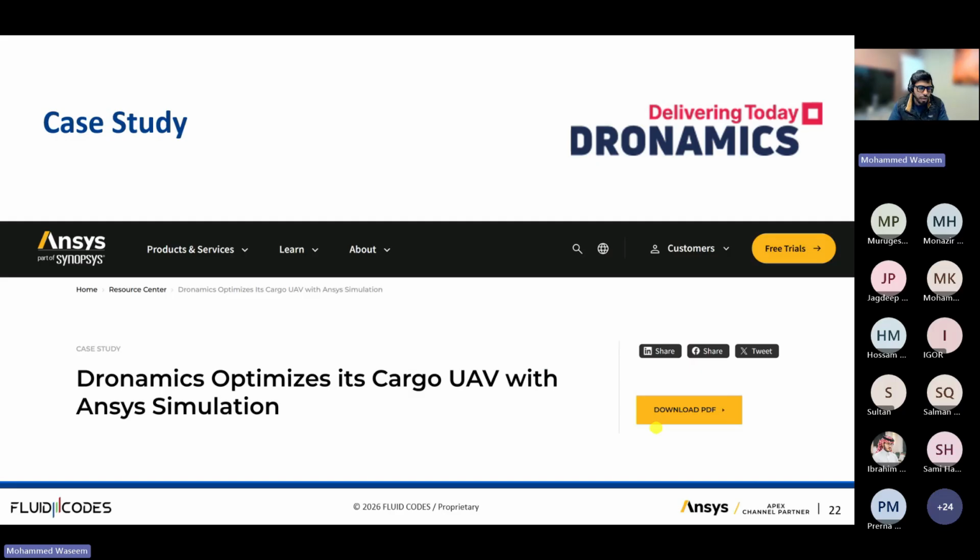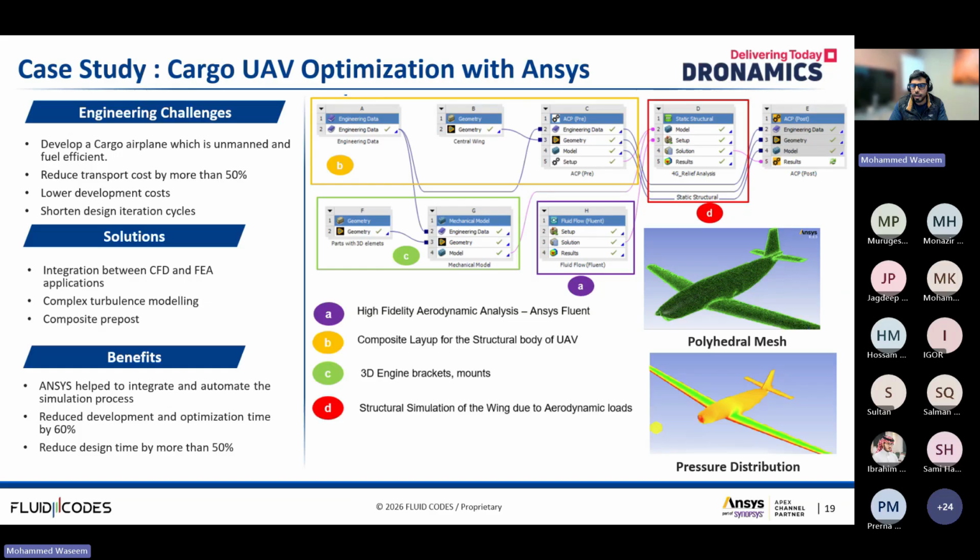Okay, so far we actually covered the workflow. That is, we do the aerodynamics in Fluent and then we transfer the loads for FSI, right? So now let's make something real with a quick case study from Dronamics. So they have used ANSYS to optimize a cargo UAV. I like this case study specifically because it matches exactly what we have been talking about so far. That is using simulation to improve UAV design and performance.